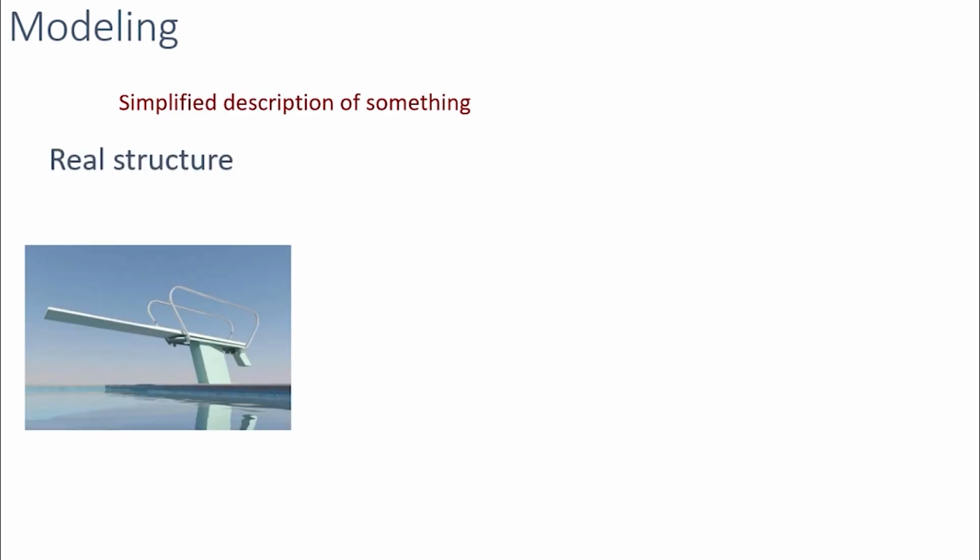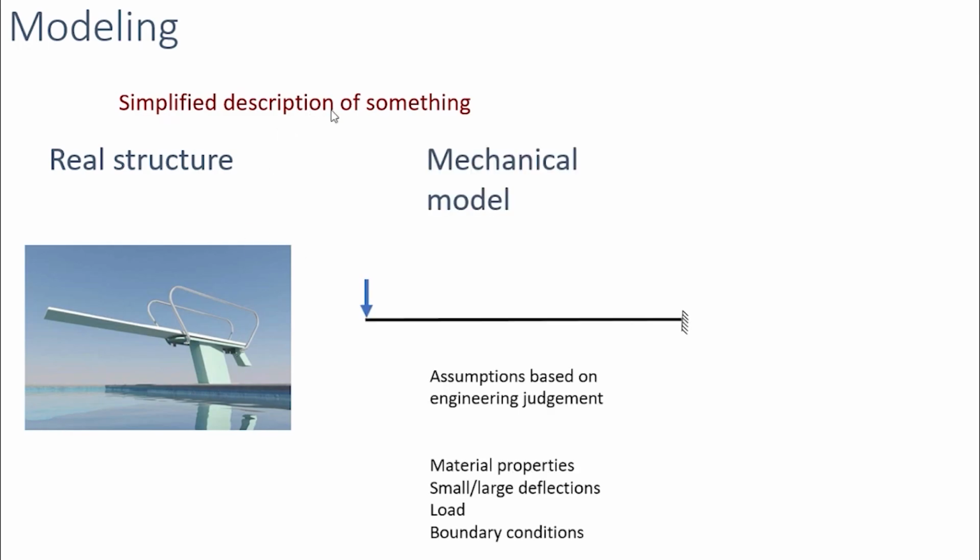For example, if we have a real structure, a real life problem, so this is a diving board. Suppose we have to understand the behavior of this structure, so I have to do an analysis of this. What is the first step in analyzing this type of system? First we have to make a simplified description of this using mechanical principles. So we will make a mechanical model. This structure can be idealized as a cantilever beam with some load.